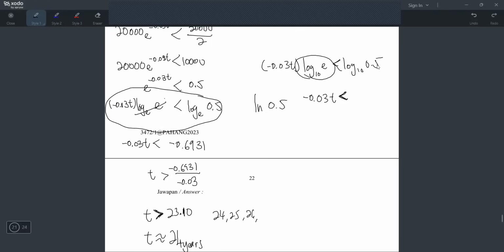Okay, let me just show you that you will get the same answer. But this time you cannot use the ln button, because it's log base 10. So you have to press log base 10 of 0.5, divided by log e base 10. Okay, let me teach you how to press the e.